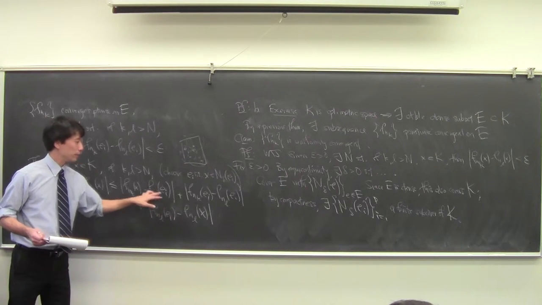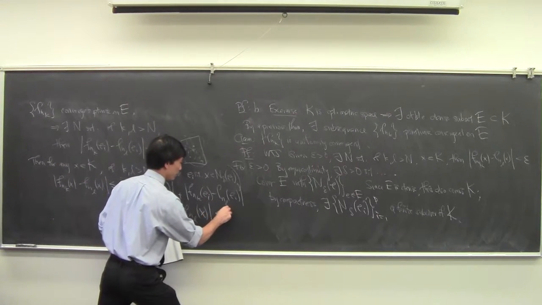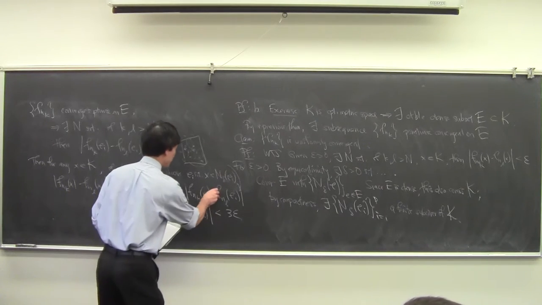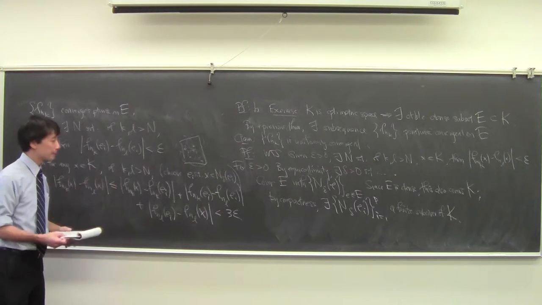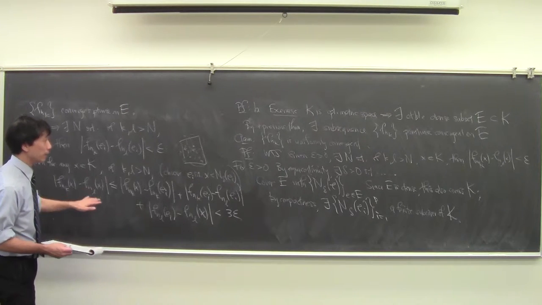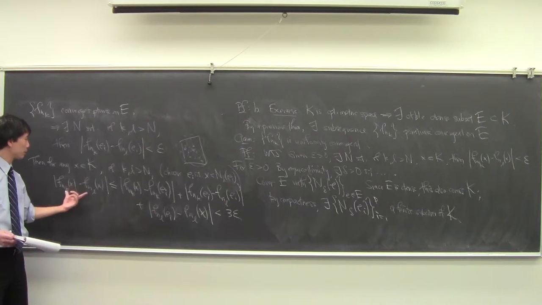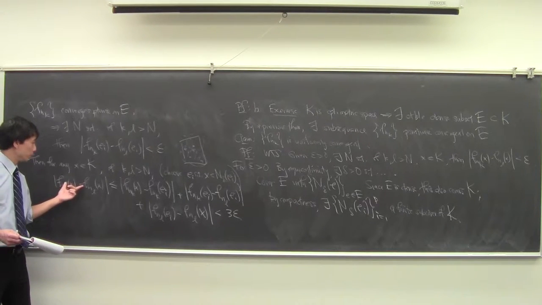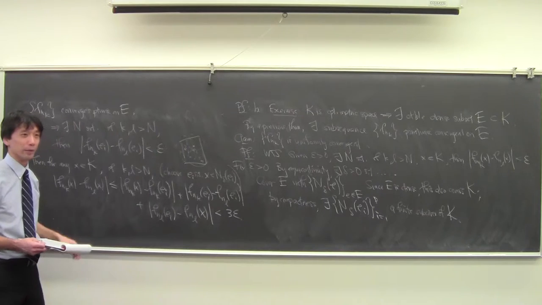The first and last terms are controlled by equicontinuity, so we get three epsilon. This middle term is controlled because of your choice of N. So that does it for you. You found the N so that for every point in K, as long as we're past that N, the difference between these two things is less than epsilon. I mean, it's 3 epsilon, but we could go through and replace everything by epsilon over 3.